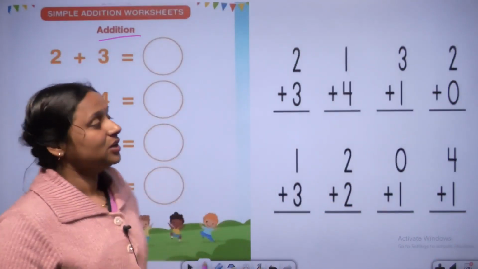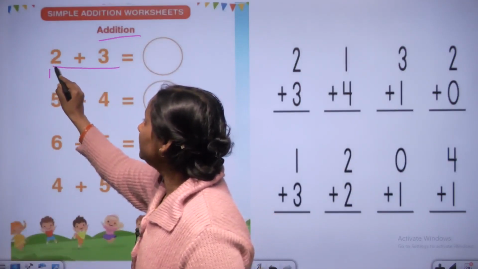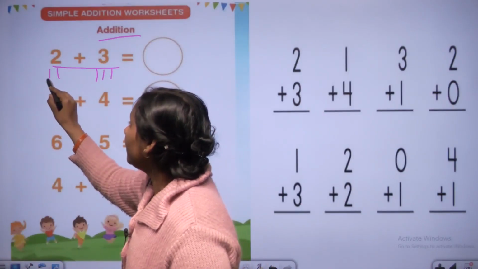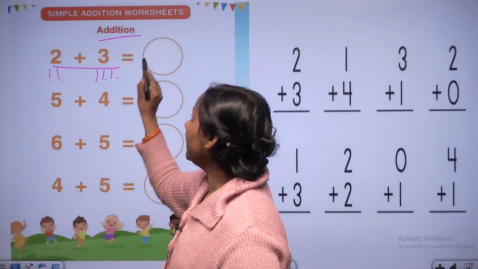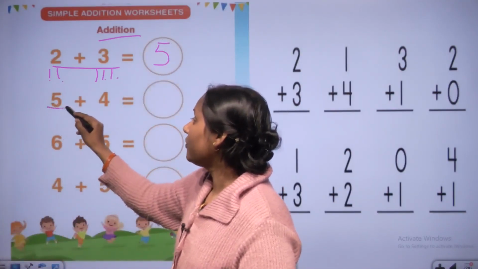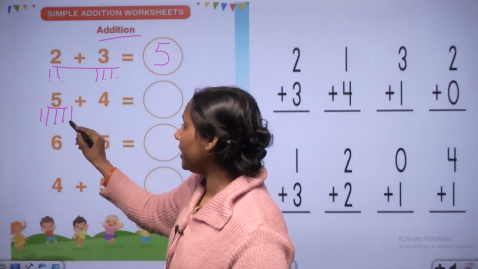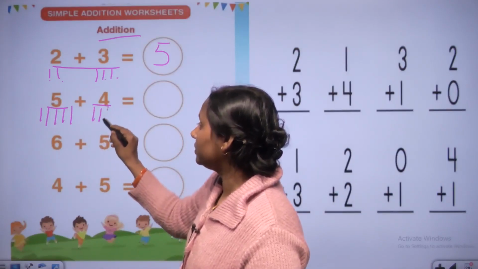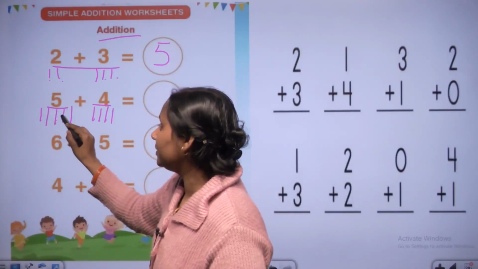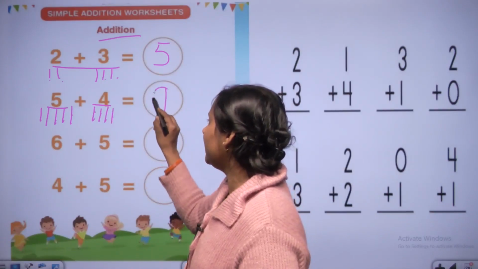addition, okay, 2 plus 3. 1, 2, then 3, 1, 2, 3, adding. 1, 2, 3, 4, 5, yes, 5 is written here. Okay, this one is 5. Draw 5 sticks, 1, 2, 3, 4, 5, then 4, 1, 2, 3, 4. What number do we get? Start counting, 1, 2, 3, 4, 5, 6, 7, 8, 9. Yes, 9 here.